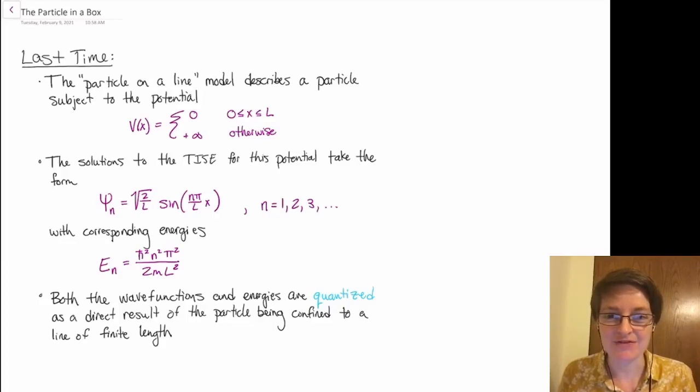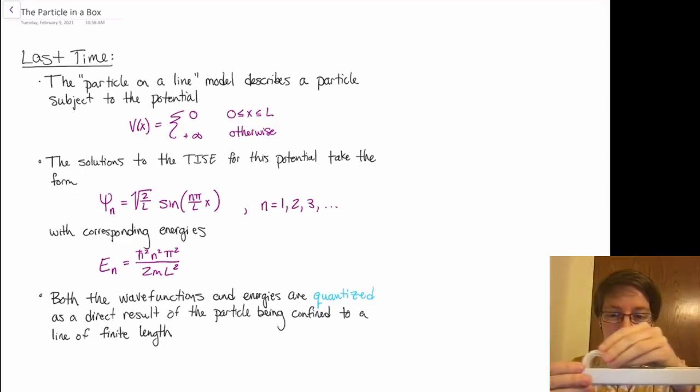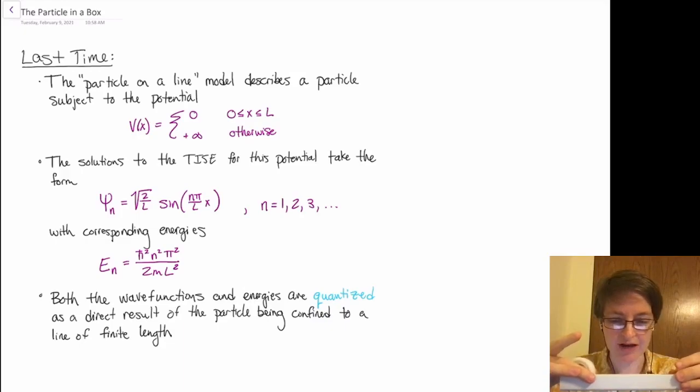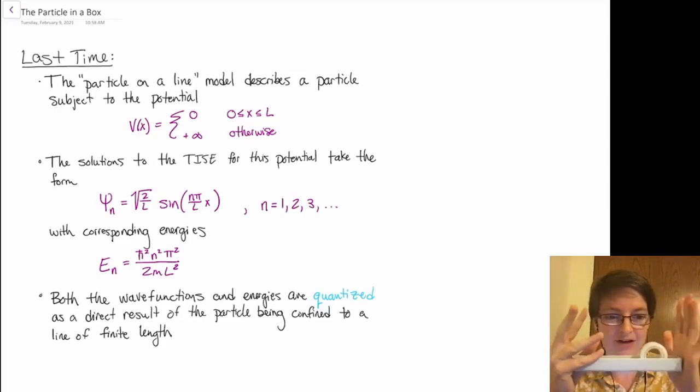So if you remember our discussion from last time, we addressed the particle on a line model, which describes a particle that's subject to the potential, a piecewise potential, V of x equal to 0, assuming that the particle is between the bounds 0 to L, or plus infinity otherwise. And so our physical model kind of looks like my tape dispenser in this little cardboard tray. It can move around in one dimension and only in one dimension, and assuming that the walls of this cardboard tray were infinitely tall, that would help us encapsulate the fact that this particle can only move in one dimension and can never escape outside of this boundary between 0 on the one hand and L on the other hand.